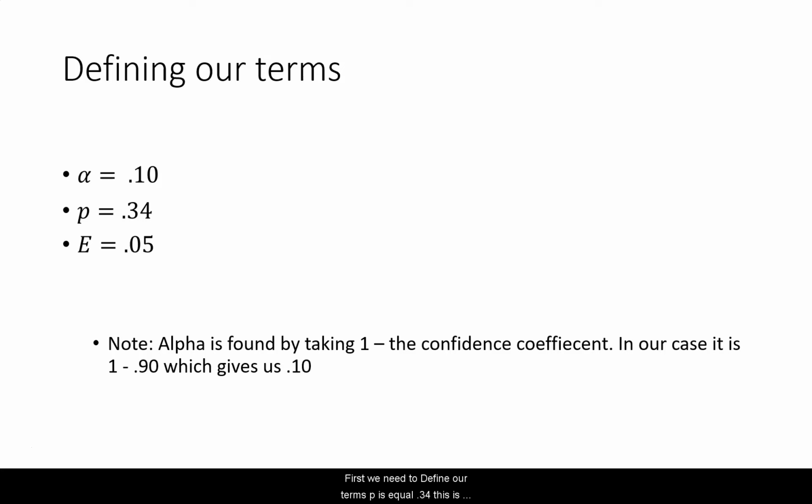First, we need to define our terms. P is equal to 0.34. This is our population proportion, which is given to us in the problem. Our desired margin of error, or capital E, is also given as 0.05. We can determine alpha by taking 1 minus our confidence coefficient. So for this problem, it gives us 1 minus 0.9, which equals 0.1. So our alpha value is 0.1.